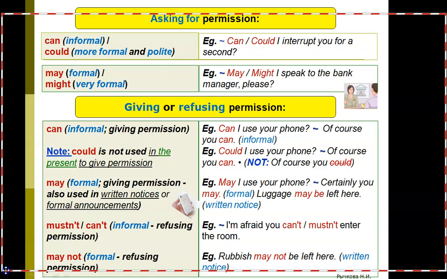Mustn't, can't in informal form, refusing permission. May not, formal, refusing permission.